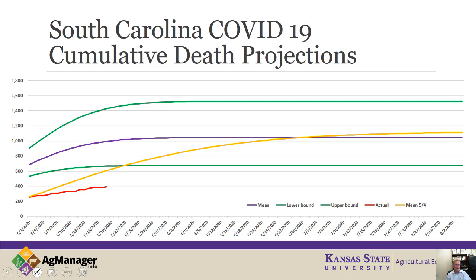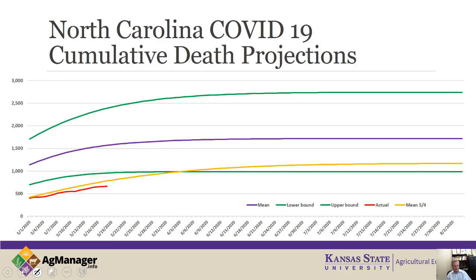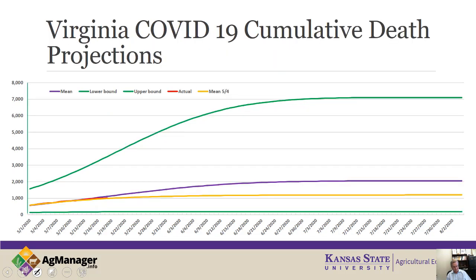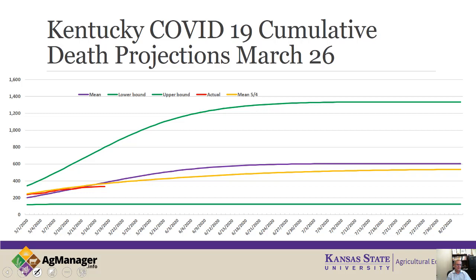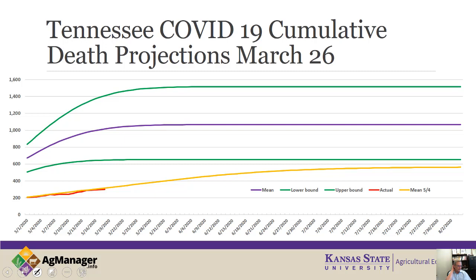South Carolina, same type of thing. North Carolina experiencing better than the model predicted. Virginia is fairly close to both models. You look at the original model and you look at the orange, the actual experience has been between those two models' predictions. West Virginia, well under the original predictions, but very close to what the model predicted 2 weeks ago. Kentucky, again, under both the original and that more recent.